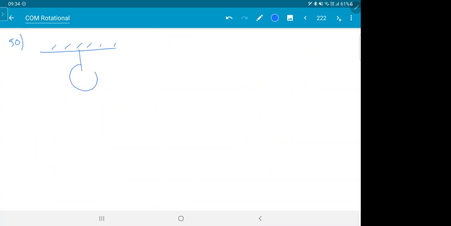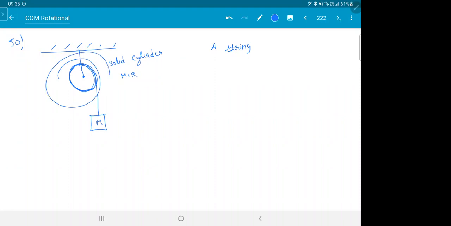So here we have a cylinder and there is a rope like this. So this is a solid cylinder. A string is wrapped around a cylinder. It is like your thread spool, okay? You have a thread bundle. You catch on one side and you pull the string. So this will rotate like this, and the block will come down. Able to visualize?